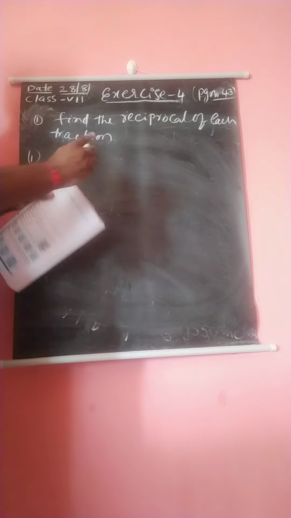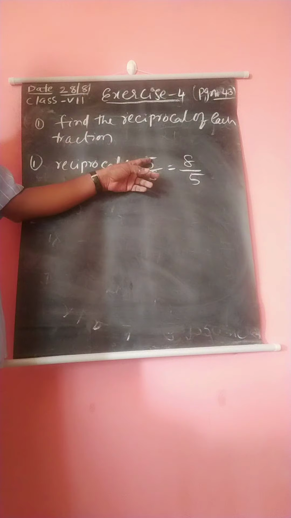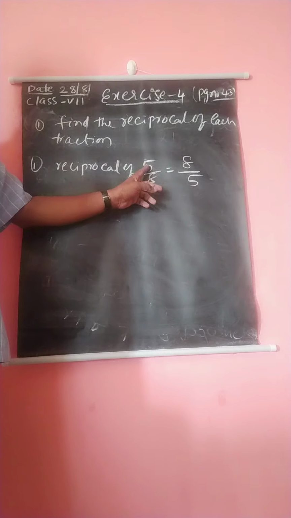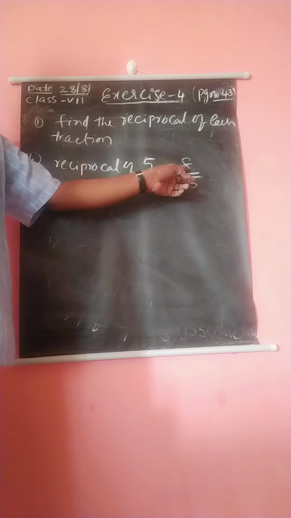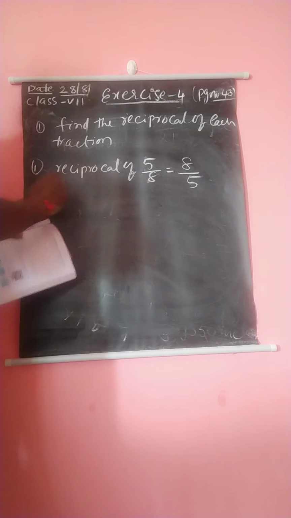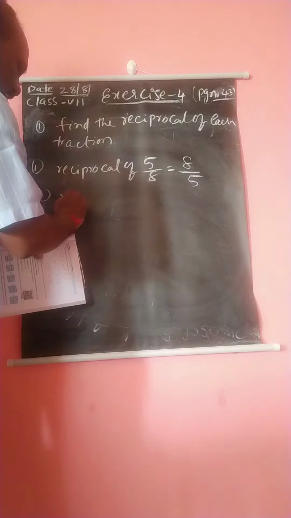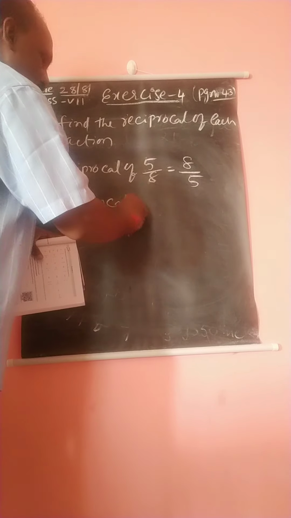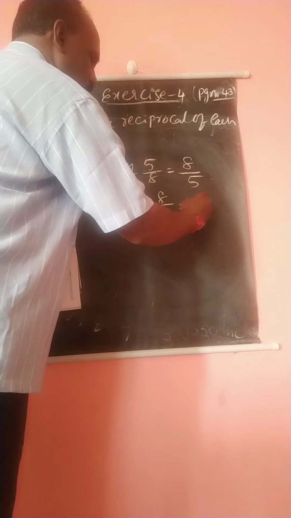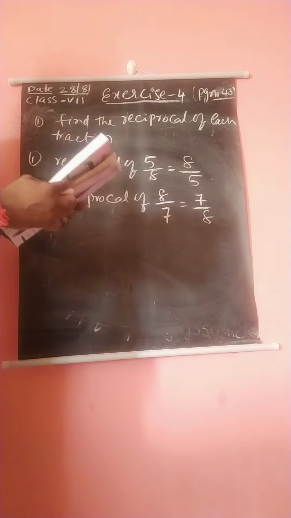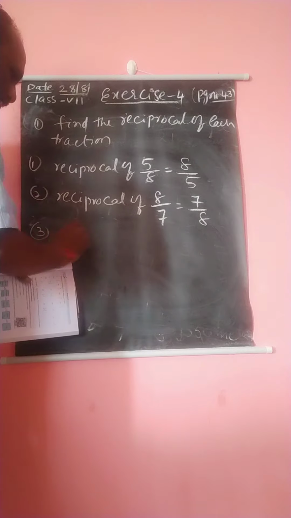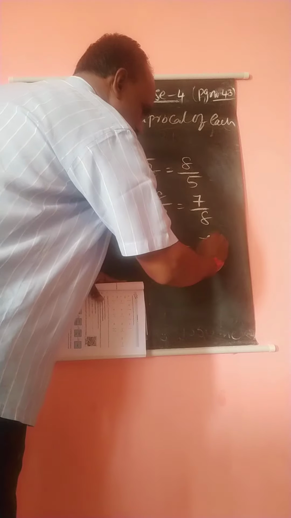Number 1. What is that? 5 by 8. Reciprocal of 5 by 8 is equal to what you get? 8 by 5. 5 by 8 means it's simply interchanging of numerator and denominator. Numerator goes to the denominator, denominator goes to the numerator. Next, second one. Reciprocal of 8 by 7 is equal to what? 7 by 8. Like that. Third one. Reciprocal of 13 by 7. 13 by 7 means 7 by 13.